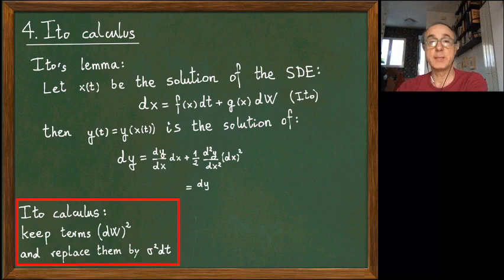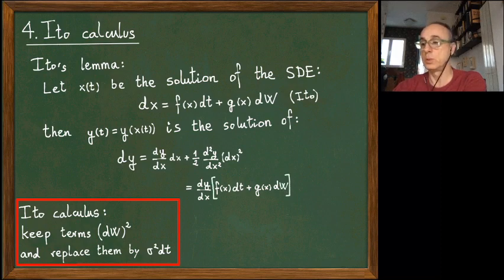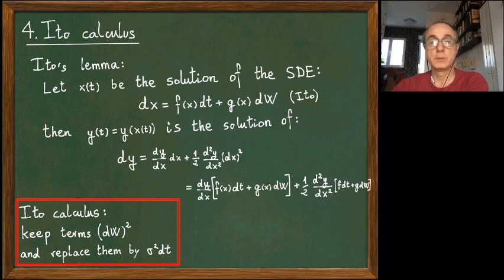And now we replace dx by its value. So dx is f dt + g dW. And here we have to do the same. We'll do it in a very abbreviated form. And this is a square, sorry. This is a square.